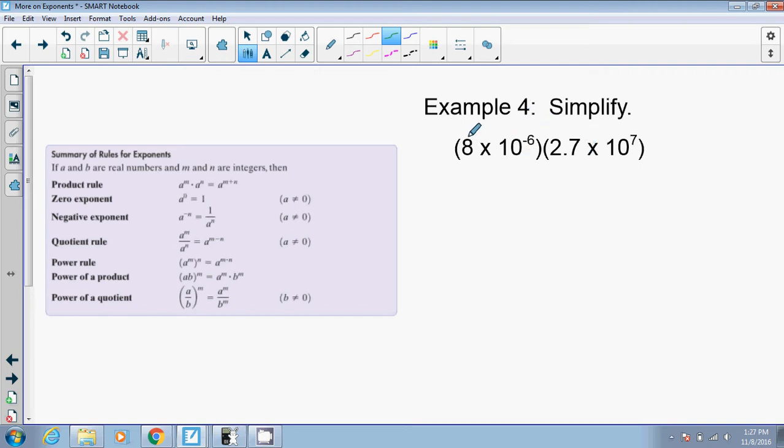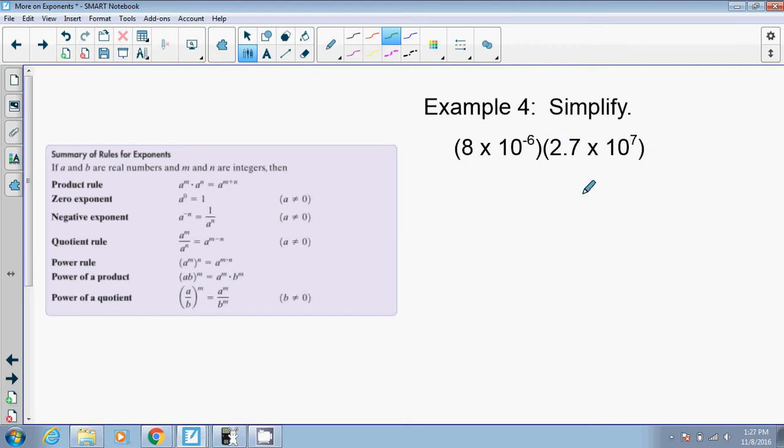Again, notice the a, or the first number, for both of them is between 1 and 10. And the exponent will tell you how many times that number is being multiplied by 10. Again, the negative exponent means a super small number, and the positive exponent means a bigger number.